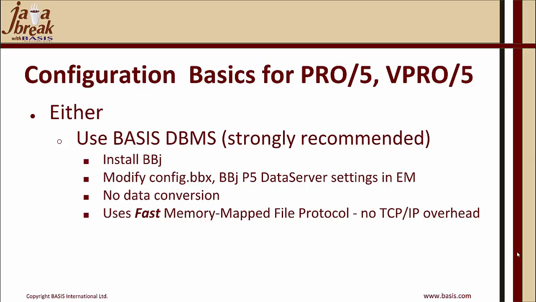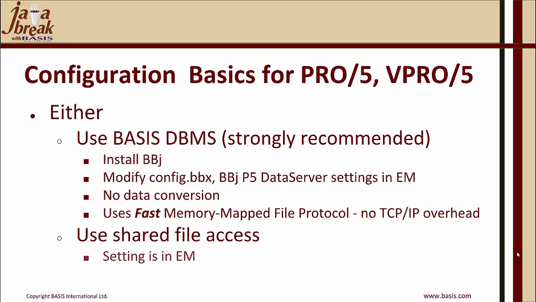There's no network or TCP/IP overhead on the machine because it's connecting directly to the data on the same server from BBJ to Pro5. The other choice is to use shared file access. That requires that you turn off exclusive access in the Enterprise Manager, allowing BBJ to use the same locking mechanisms as Pro5 and Visual Pro5 to the data.